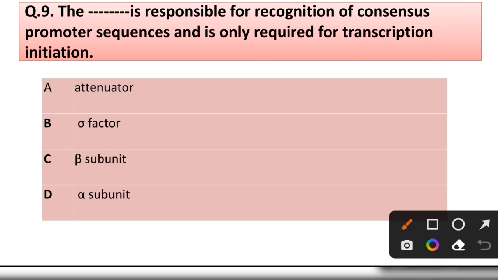Question number 9. The dash is responsible for recognition of consensus promoter sequence and is only required for transcription initiation. Attenuator, sigma factor, beta subunit, alpha subunit. Answer is option B, sigma factor.